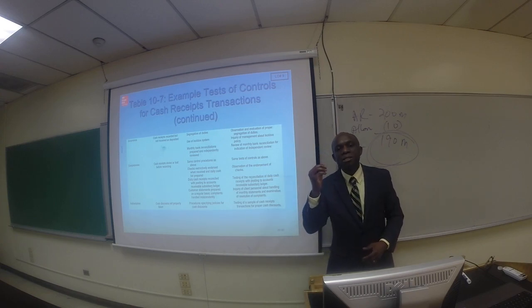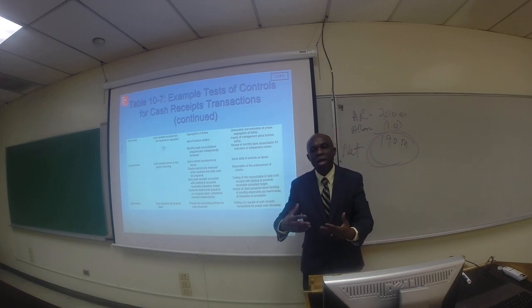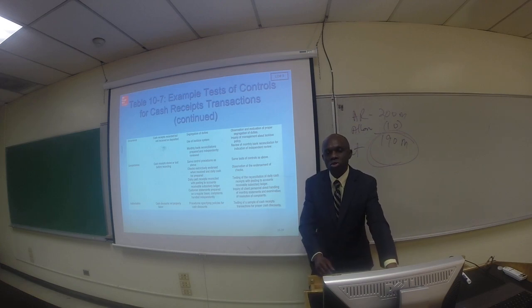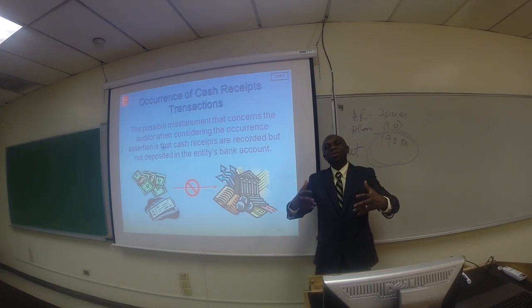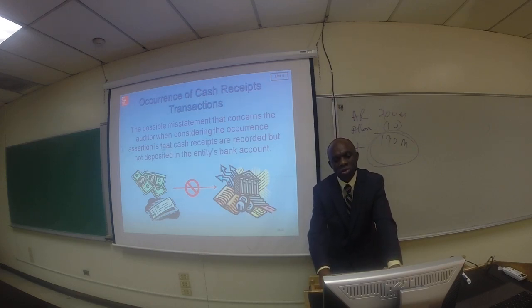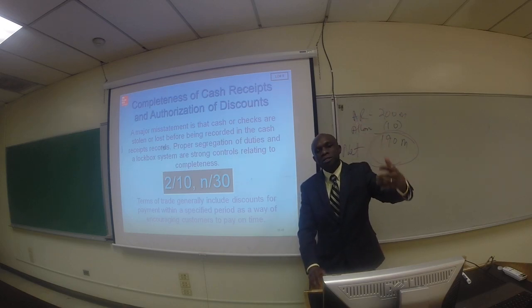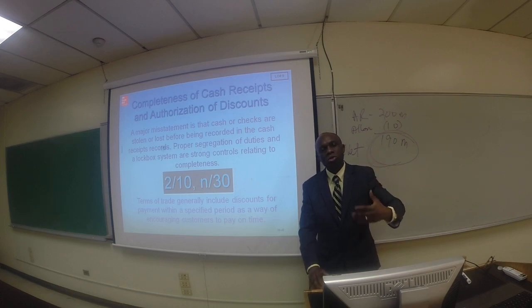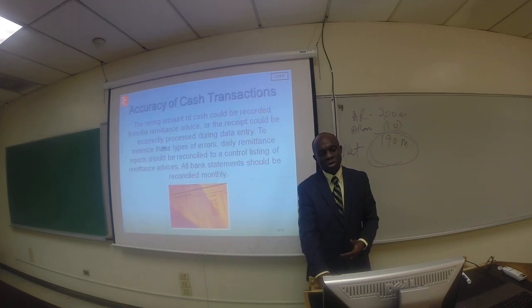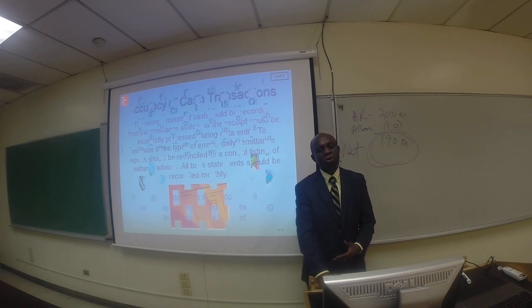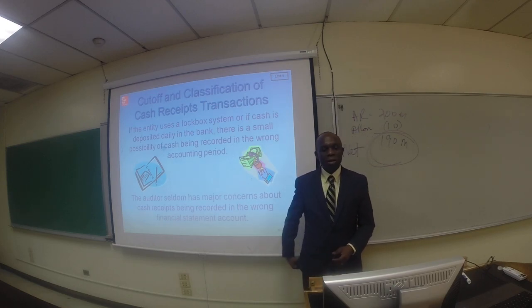That is one example of a test that the auditor can perform in order to make sure that those controls are actually working or not. Now, occurrence of cash receipt transactions. Again, this is another assertion or claim relative to cash receipt transactions. Completeness. Again, we are going through the same management assertions. So as auditors, we need to know whether completeness of cash receipts and authorization of discounts were properly done. Accuracy of cash transactions. Were these transactions actually accurate? Were they properly processed? Were they properly reconciled on a periodic basis? Are bank statements reconciled on a monthly basis? So on and so forth. Those claims need to be in order.